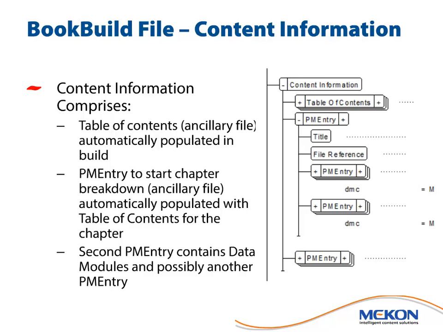We can see then we've got a secondary, the second PM entry element, and that is because what we're aiming for here is a decimalized, chapterized numbering system. So if that first PM entry is chapter 1, then the second PM entry that you can view coming down would be 1.1, and the one after that would be 1.2.